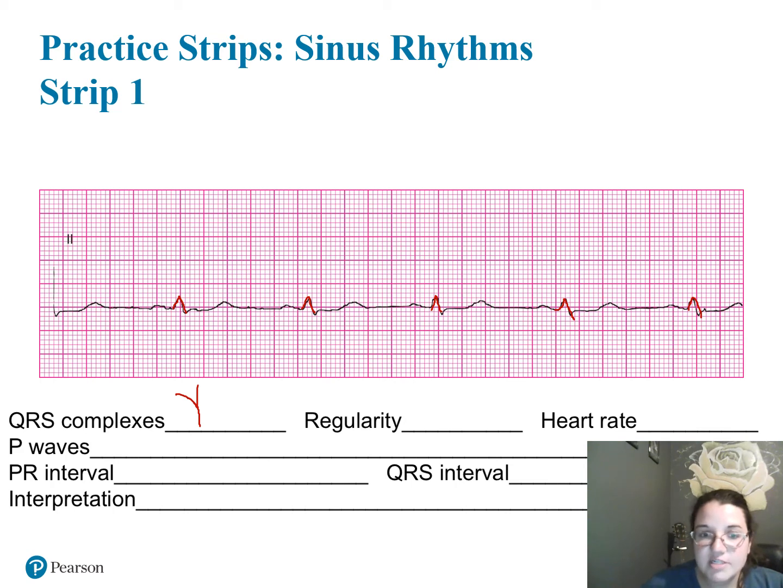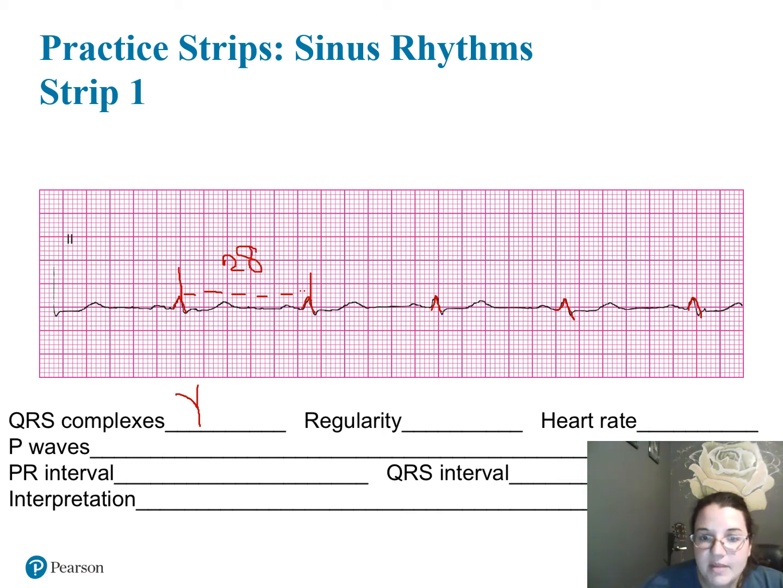My next question is, am I regular? You're going to go to those spikes and count the boxes in between. I like to count the big boxes by 5 because they have 5 little boxes in there, and then the extra boxes I just keep on counting. 5, 10, 15, 20, 25, 26, 27, 28 little boxes.